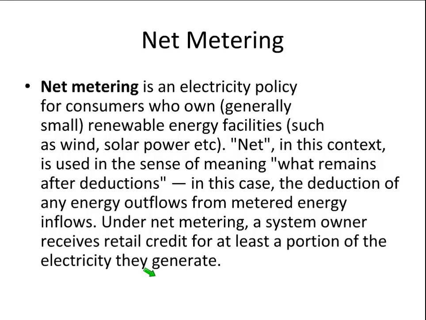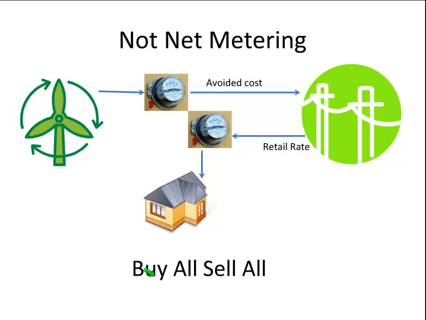Now, I think net metering is kind of confusing at times, so we're going to talk about it a little bit more. Here is my little chart that is not net metering. What we've got is that our wind turbine is creating some electricity here, spinning. That electricity is being run through a meter so we can measure it, and then it's going onto the grid, and the utility is paying us avoided costs for that power. At the same time, here's my house. I am purchasing power from the grid at retail rate and using that for my house.